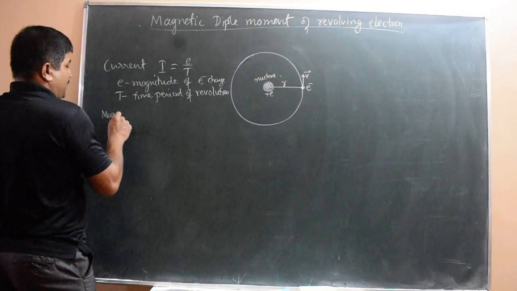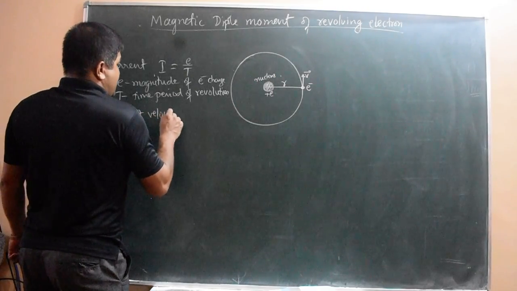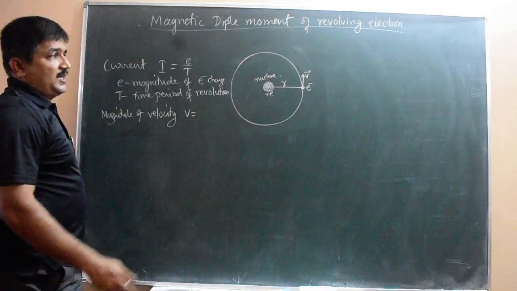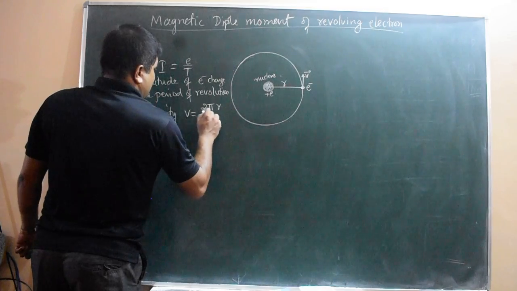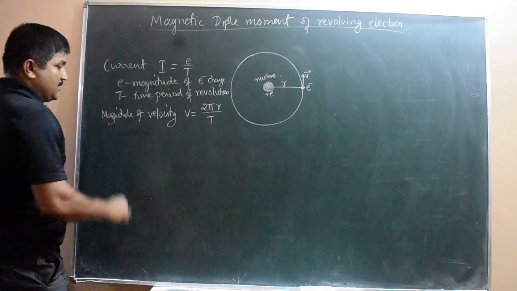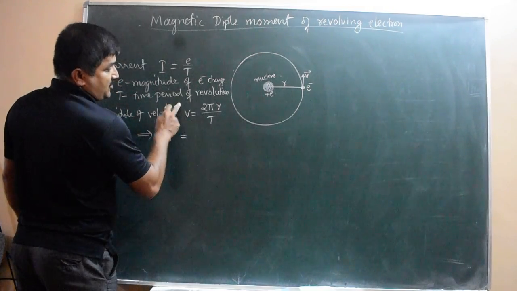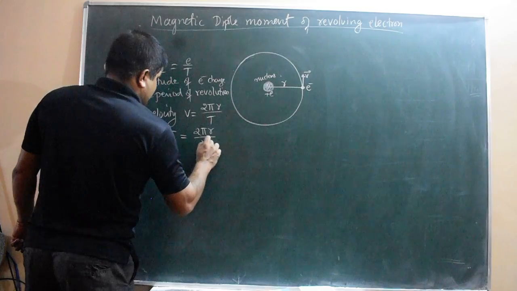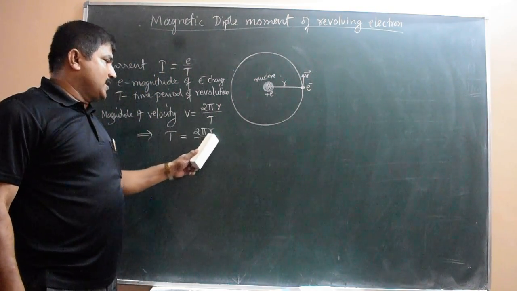Magnitude of velocity v equal to distance travelled in one revolution. The electron travels a distance equal to the circumference 2 pi r, divided by time t. Which implies, bringing t to the LHS and taking v to the other side, t equal to 2 pi r by v. So this is the time period, t equal to 2 pi r upon v.